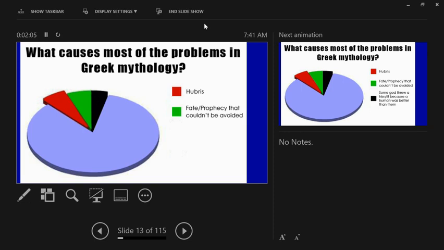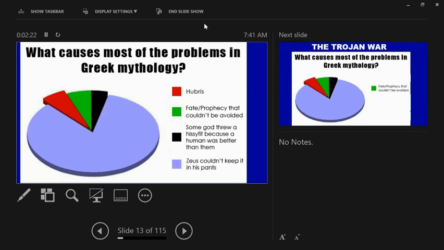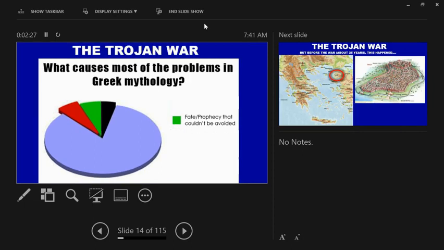Another piece of the pie is fate or a prophecy that could not be avoided. Another piece of the pie is some hissy fit, some god threw a hissy fit because a human was better than them. And the big slice of the pie was Zeus couldn't keep it in his pants. But for the purposes of the Trojan War, it was caused by fate or prophecy that could not be avoided.